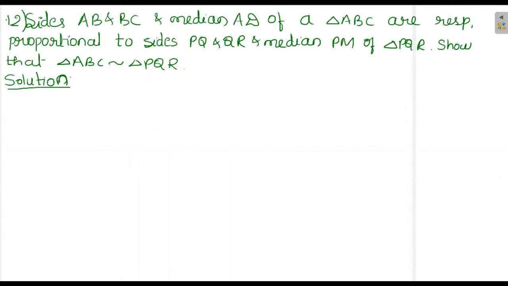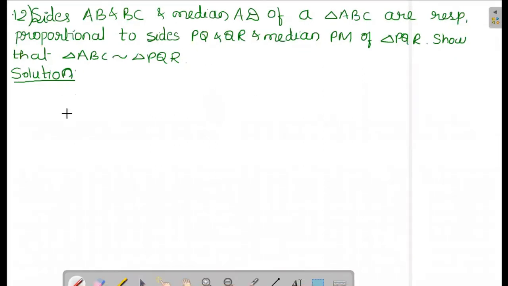Sides AB and BC and median AD of a triangle ABC are respectively proportional to sides PQ and QR and median PM of triangle PQR. Show that triangle ABC is similar to triangle PQR. So here we have two triangles. Let us draw the triangles here. First one, triangle ABC.